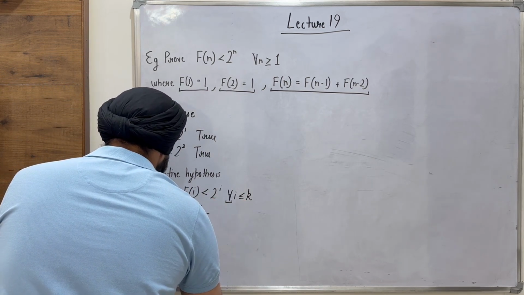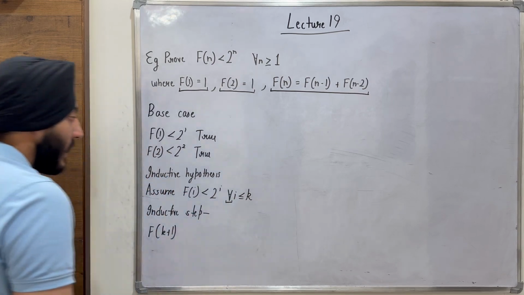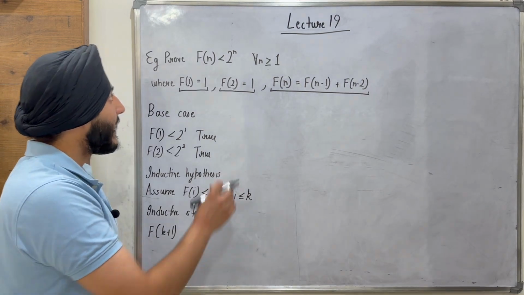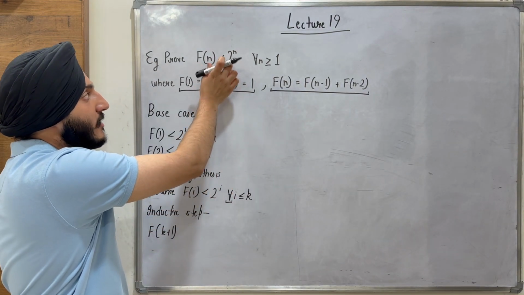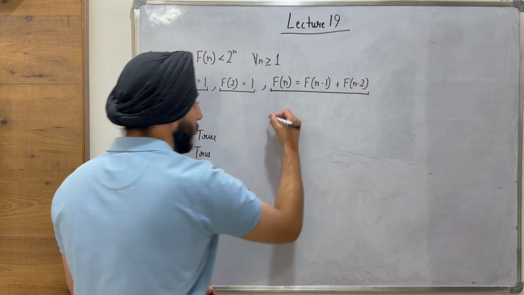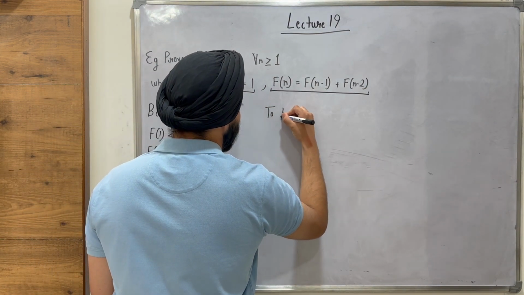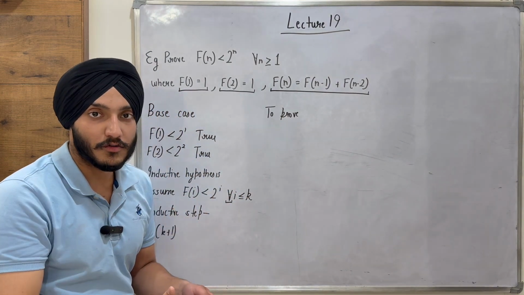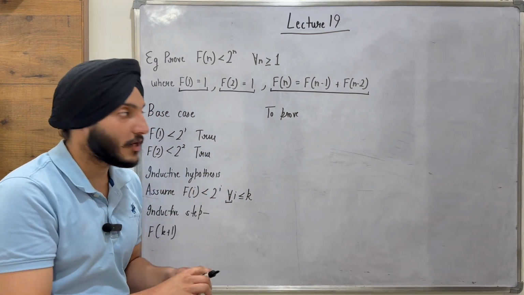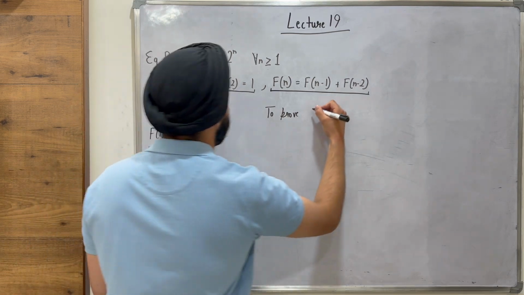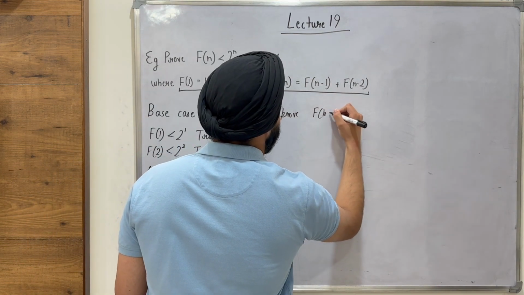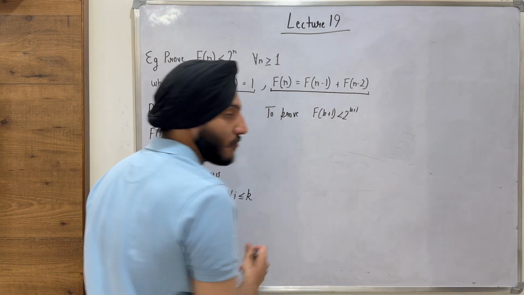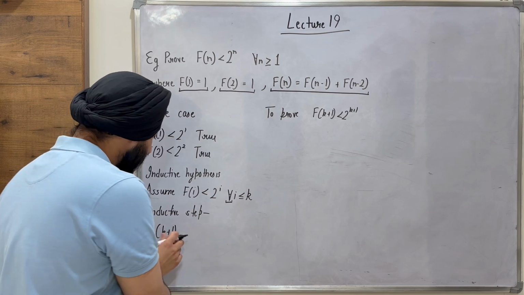So let's look at f of k plus 1. First, let's understand what I'm supposed to prove. I'm supposed to prove f of k plus 1 is less than 2 to the power of k plus 1. It is very important to know exactly what you are trying to solve, what equation you are trying to reach. So in this case, we are trying to reach f of k plus 1 is less than 2 to the power of k plus 1.